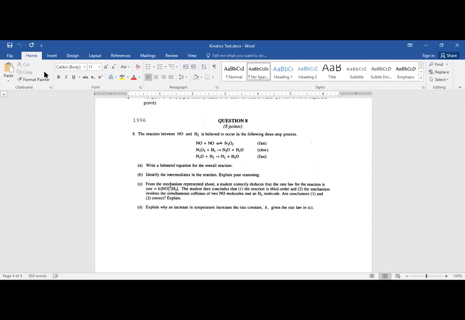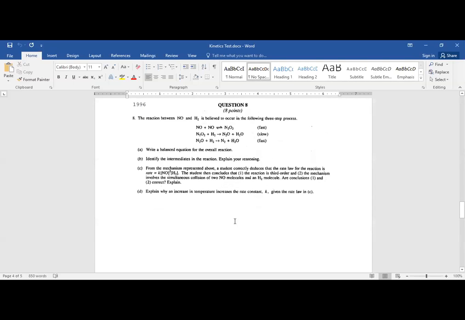Next part. The two parts: one, that the reaction is third order. If you have 3 things, it's third order. And two, the collision involves 2 NO molecules and 1 H2 molecule, and that is also true. They're both true, and you get everything from the rate law. The rate law basically states you need 2 NO molecules, that's why it's squared, and 1 H2 molecule to collide at the same time with the same orientation and all the energy required to occur. So they're both true.